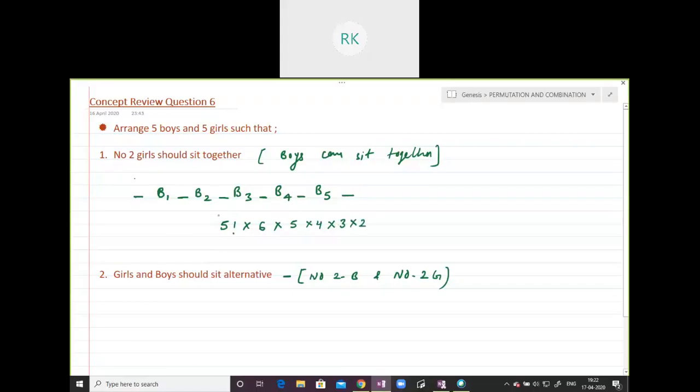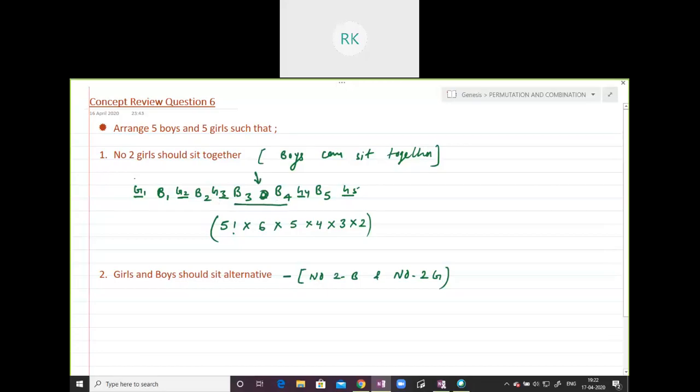Now I'll tell you what it means. Let's say G1 is here, G2 is here, G3 is here, G4 is here, G5 is here. See what is happening. Can you tell me what is happening now? There is nothing called a gap here. This is the virtual gap. So B3 and B4 are sitting together because there is no gap here. So I'm talking about one instance, right? There are many instances.